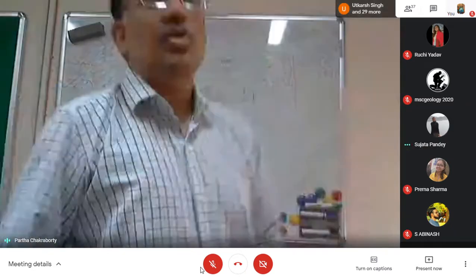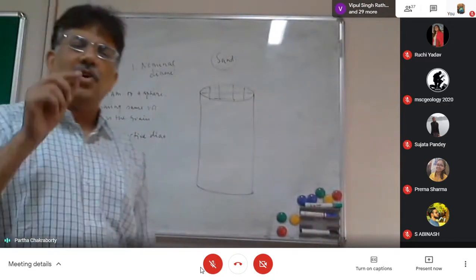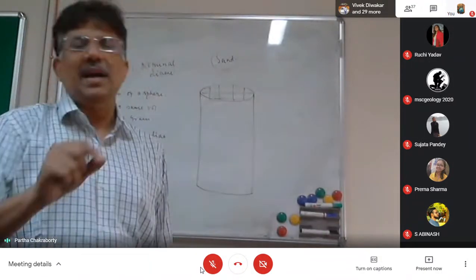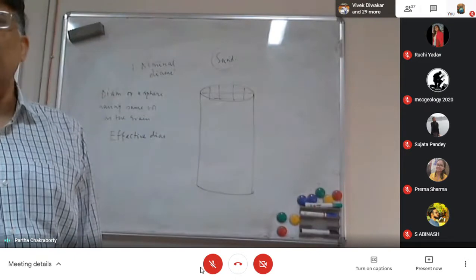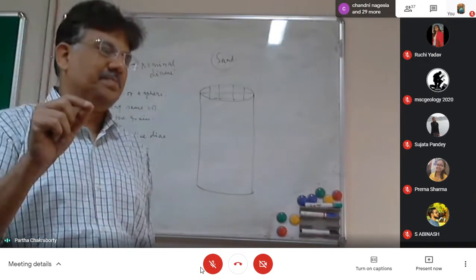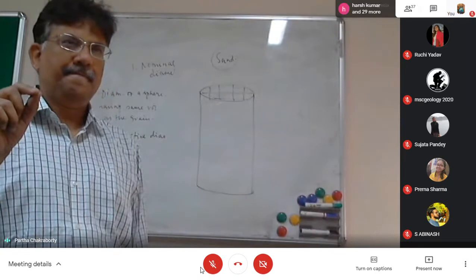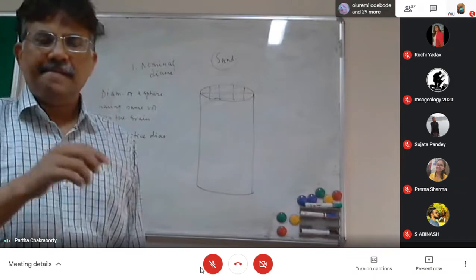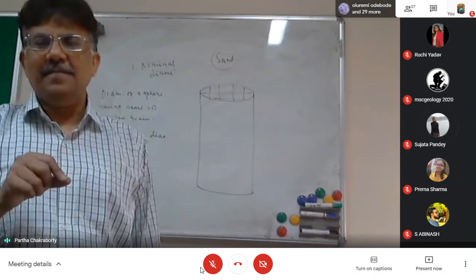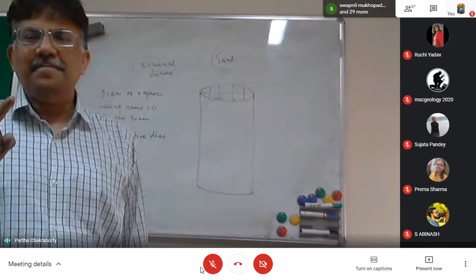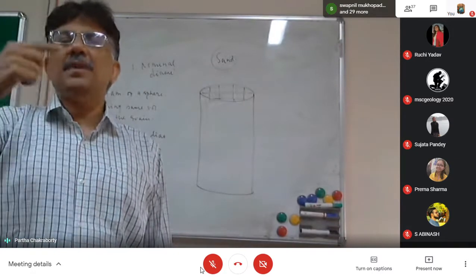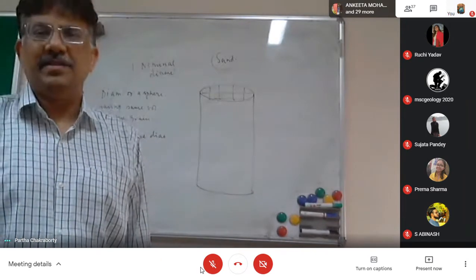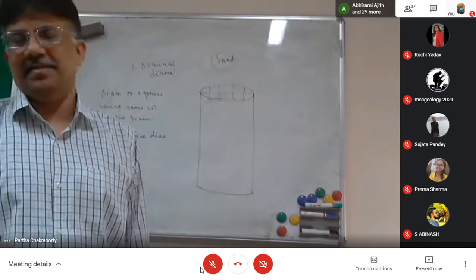Okay. Nominal diameter is the diameter of a sphere which has equal volume to that of a grain. I will further explain it. An effective diameter is the diameter which plays a role in the course of settlement of grains of different shapes.